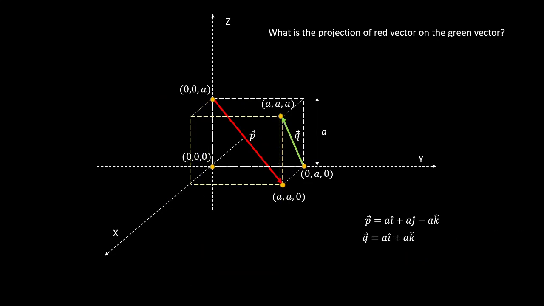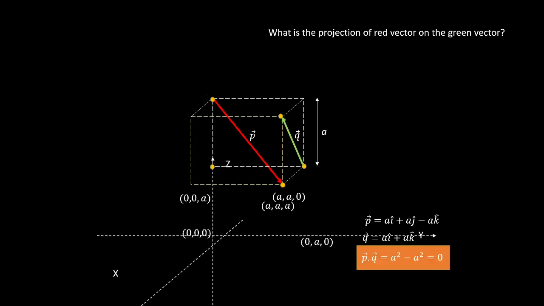And similarly, you can think about the green vector, which will be a i cap plus a k cap. And when you take the dot product of these two vectors, it turns out to be 0, which means that the projection of the red vector on the green vector should be 0. Interesting.